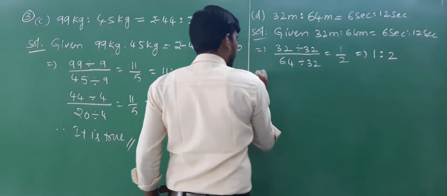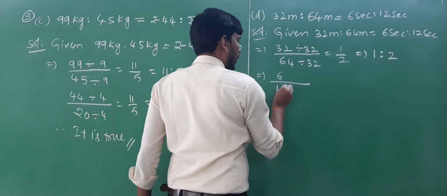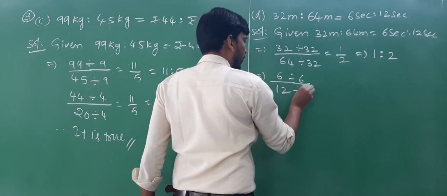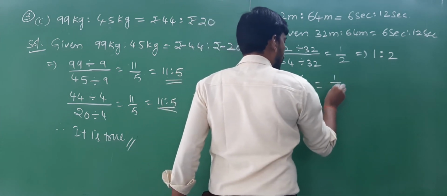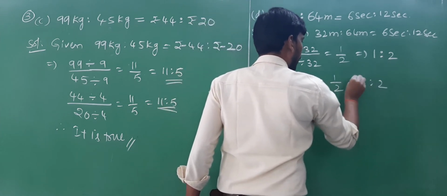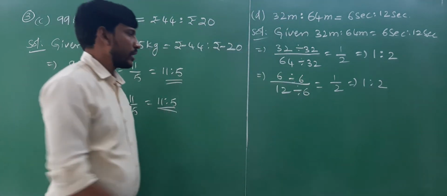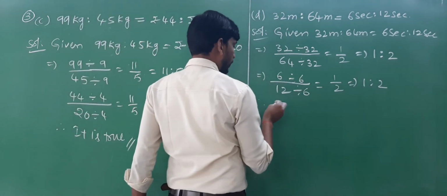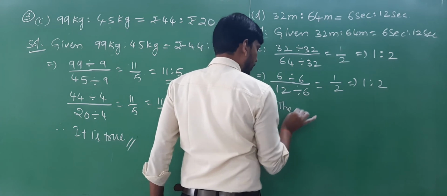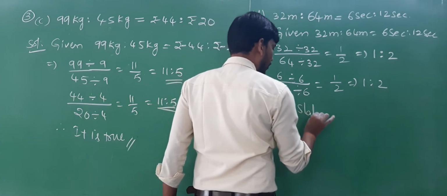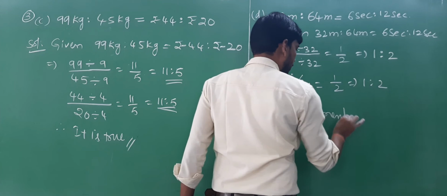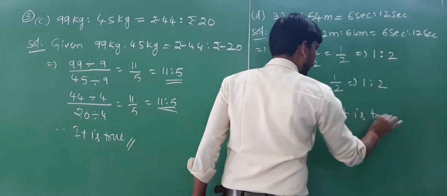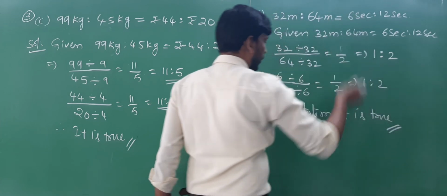The next one implies 6 by 12. 6 and 12 are multiples of 6, so 1 by 2, we even got it is also 1 is to 2. Therefore, here the statement is true. The statement is a true statement. Yes, both are in proportion.